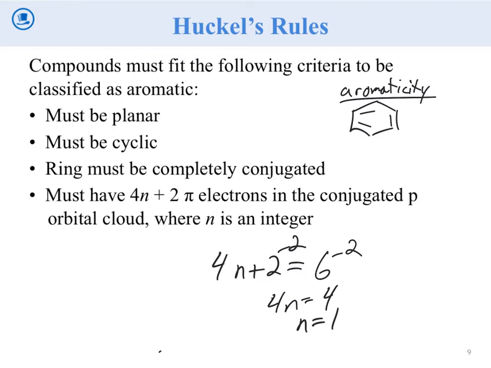Another way to look at this, instead of worrying about this whole shebang, is there an odd number of pairs of electrons? So odd numbers of pairs. So in this case, 1, 2, 3. That's odd. So this is aromatic. Why is it aromatic? Because it's planar, it's cyclic, it's completely conjugated, and has an odd number of pairs of electrons in the ring.